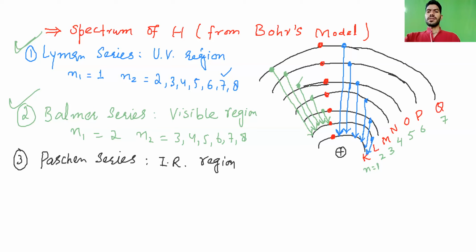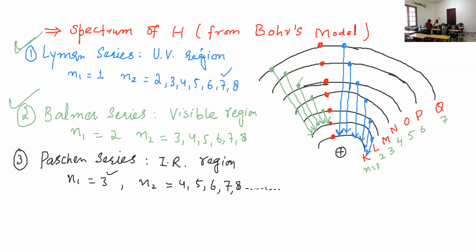So when will we get this one? We will get this when an electron in the higher energy levels comes back to the M shell, isn't it? So what will be the N value here? N1 value will be 3, as I have already told. And N2 here will be 4, 5, 6, 7. It can have any value, but it should be greater than N1. N1 is 3, so N2 will be 4, 5, 6, 7, 8. Are you getting it? Yeah, so this is the Paschen series.